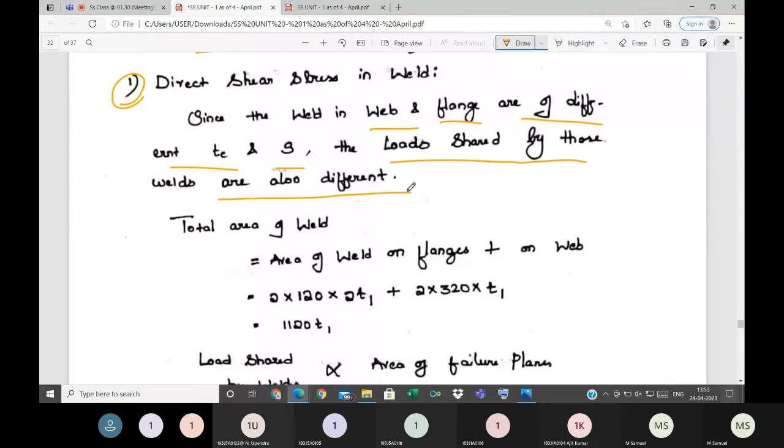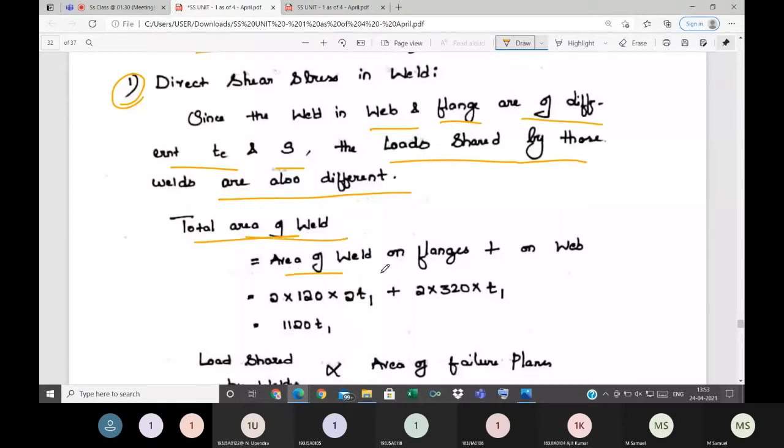So we are saying that the flange weld's throat thickness and length are different, and the web weld's throat thickness and size are different. So they are going to take different proportions of the load. What is the total load? 200 kilonewton. But out of that, only a portion is taken by the flange weld, and the remaining portion is going to be taken by the web weld. So let us find out what the total area actually is.